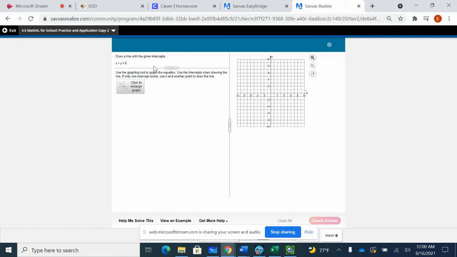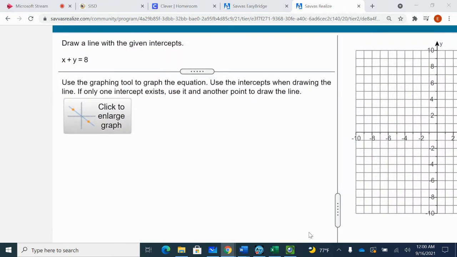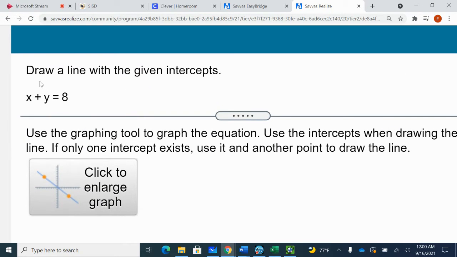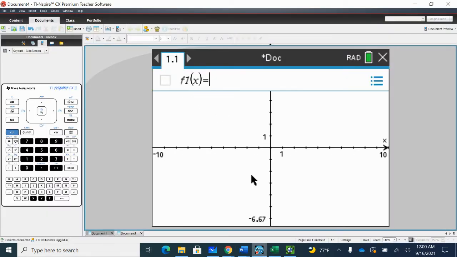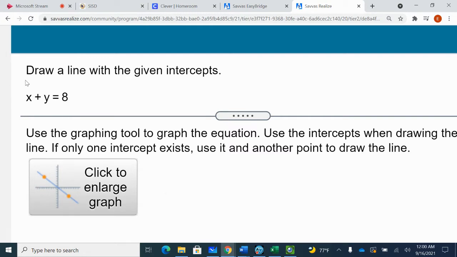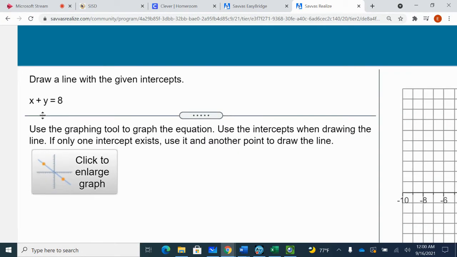All right, all right. Problem number three. Problem number three says draw a line with the given intercepts. Now, again, we can't graph this in our calculator because our calculator says we must have it in y equals. Now, can you change this to y equals? Yes, it's actually one very easy step, but I'm not going to focus on that right now. What I'm going to focus on here is standard form.